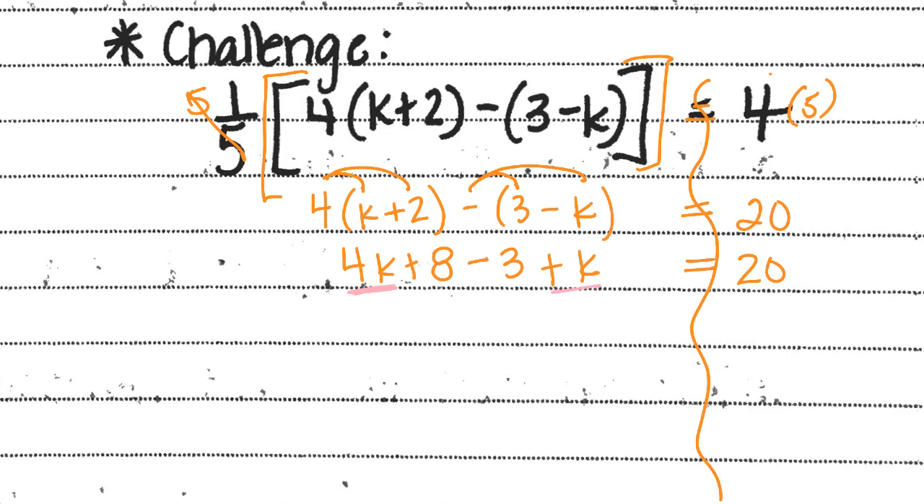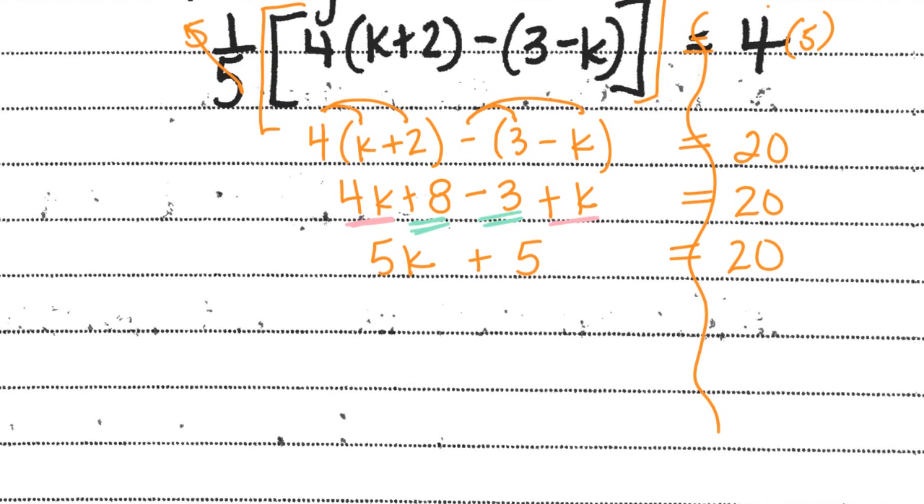We're going to add like terms. K plus 4k is 5k. Positive 8 and negative 3 is positive 5 equals 20. To get rid of the 5, remember we want to get rid of the furthest stuff away from the variable that we're solving for. So I'm going to subtract 5 over.